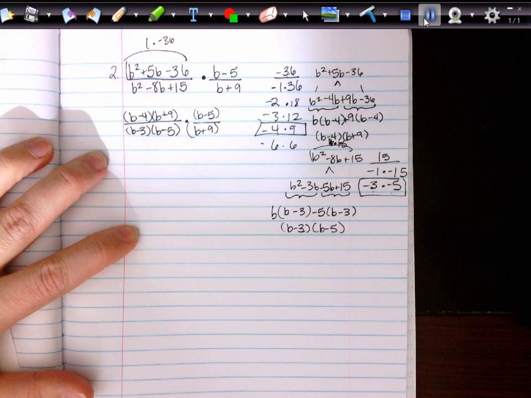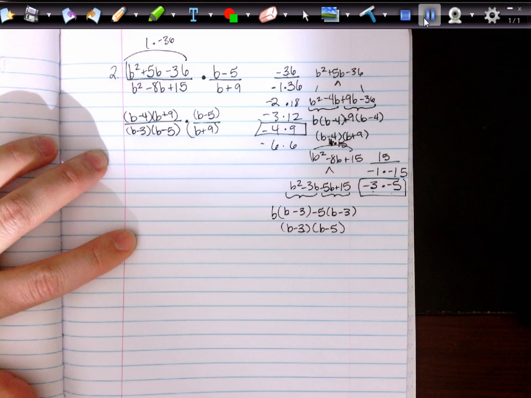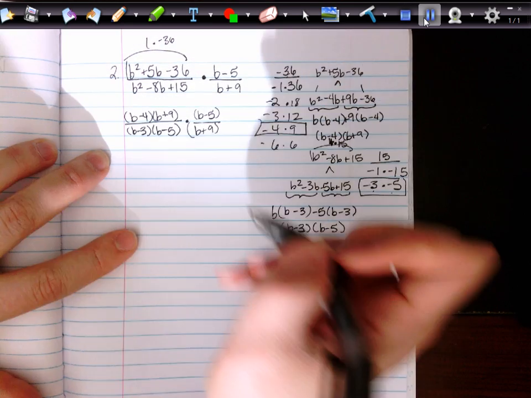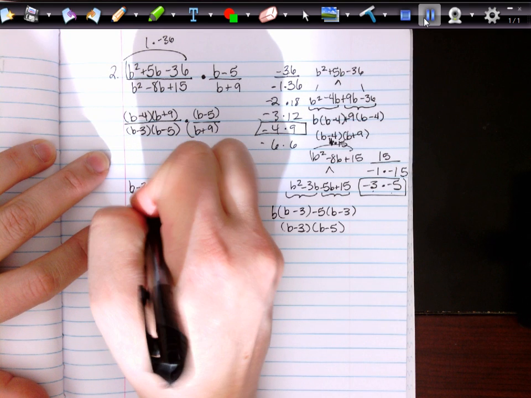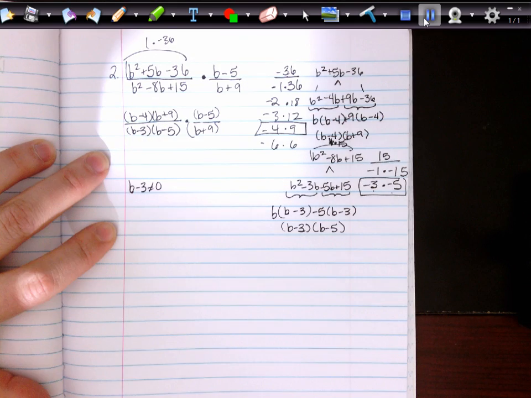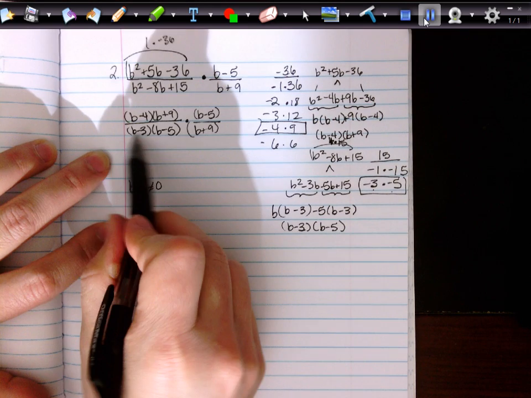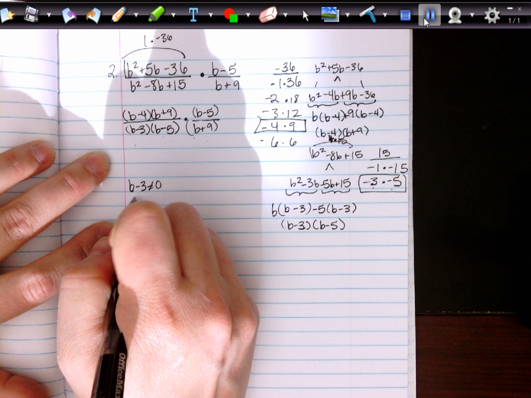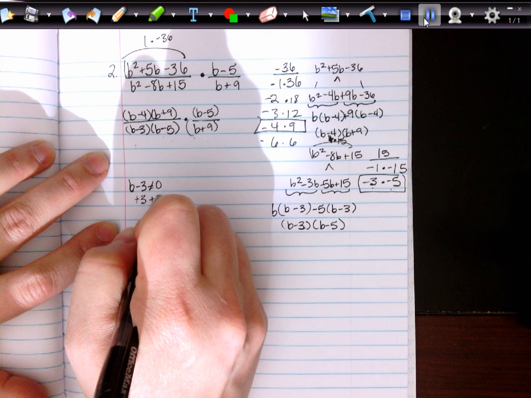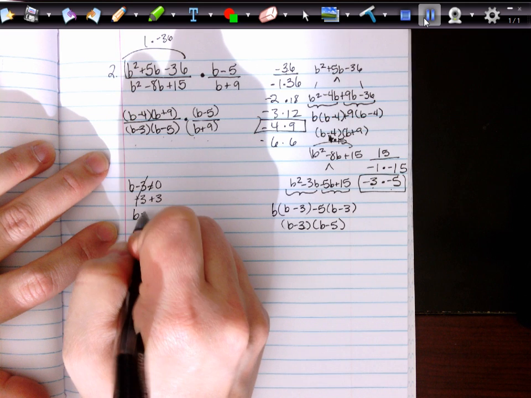So now, I'm going to go ahead and look at my excluded values. I'm not going to forget to do that this time. And we're going to say that b minus 3 cannot equal 0 because nothing in my denominator can equal 0, and these are all in my denominator, so I have to look at each of these to make sure that none of them equal 0. So that means that b cannot equal 3.